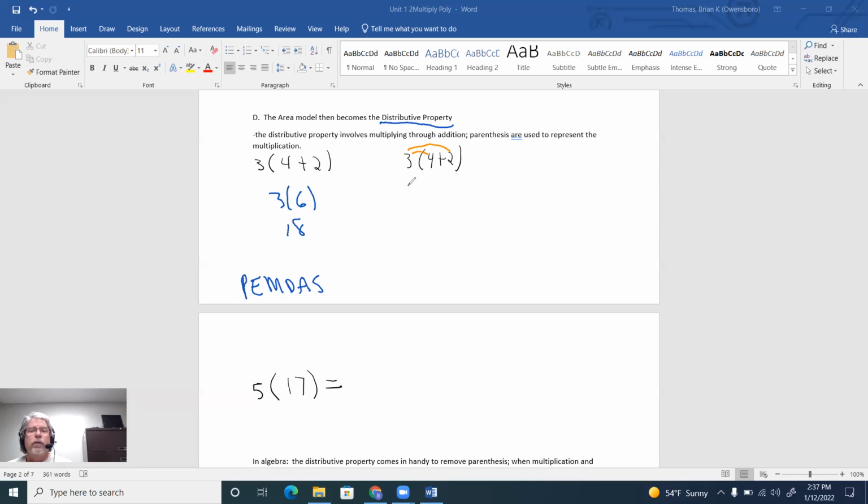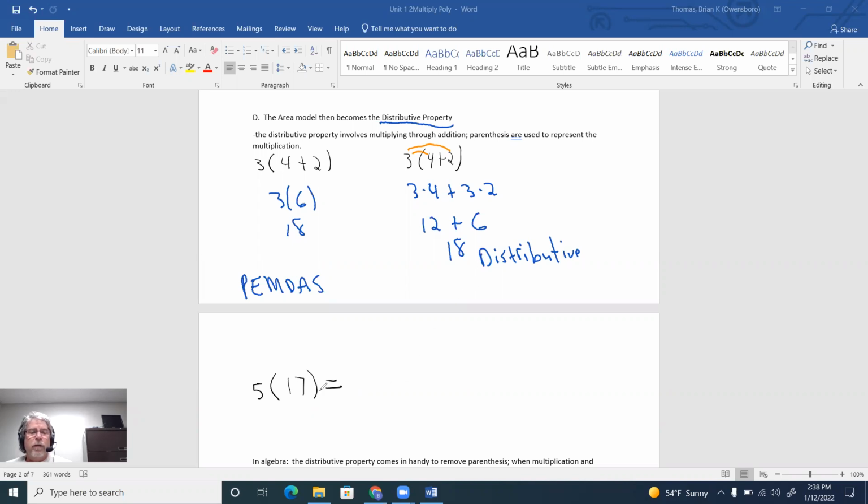So to do this, we're going to have 3 times 4 plus 3 times 2. That's what I mean by the distributive property. And again, if I continue working this out, that 3 times 4 would have been 12 plus 6, and 12 and 6 would still give me 18. So I get to the same answer. But this way, since I multiplied through addition, let me see if I can spell distributive property. So distributive property. We'll just leave it short for distributive. So if I distribute, that kind of means multiply through the parentheses.